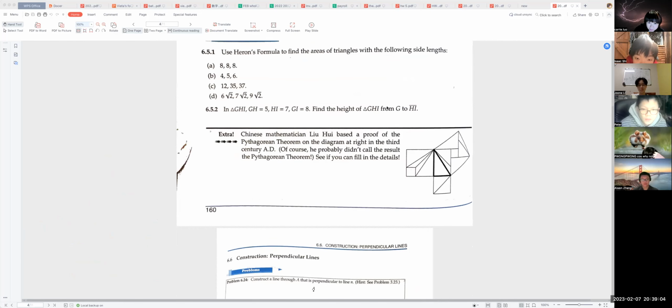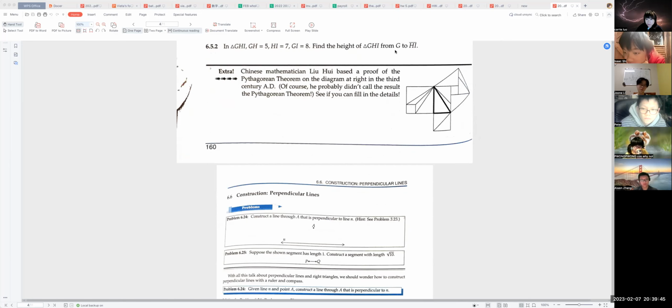Chinese mathematician Liu Hui, in the 3rd century AD, based a proof of the Pythagorean theorem on the diagram on the right. Of course, he probably didn't call it the Pythagorean theorem, because in China we call it Gougu Dingli, correct? Our Gougu Dingli is actually earlier than the Pythagorean, I think, Austin, correct? I'll check later, I remember it was in the Guo Xiao period. This is how our Chinese mathematician calculated why a squared plus b squared equals c squared. If you're interested, you can take a look, but today we're not going to spend any more time on that.